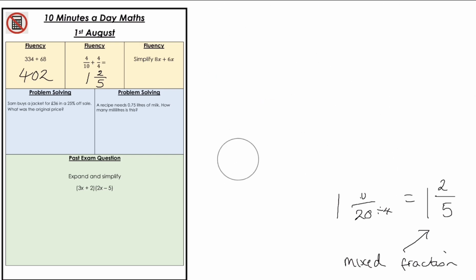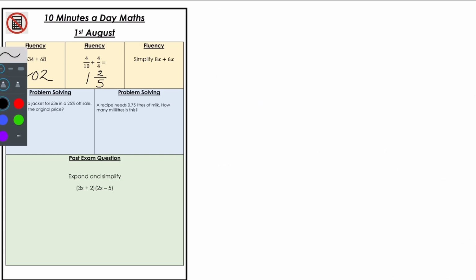Okay, so we've got simplify 8x plus 6x. Now, this one is just collecting the like terms. So I've got 2 x's, and because I'm adding, we're just grouping them all. So it's just 8 plus 6, which is 14x. Okay, we're now going to have a look at the problem solving. So these get a little bit trickier, and remember, it's still non-calculator.